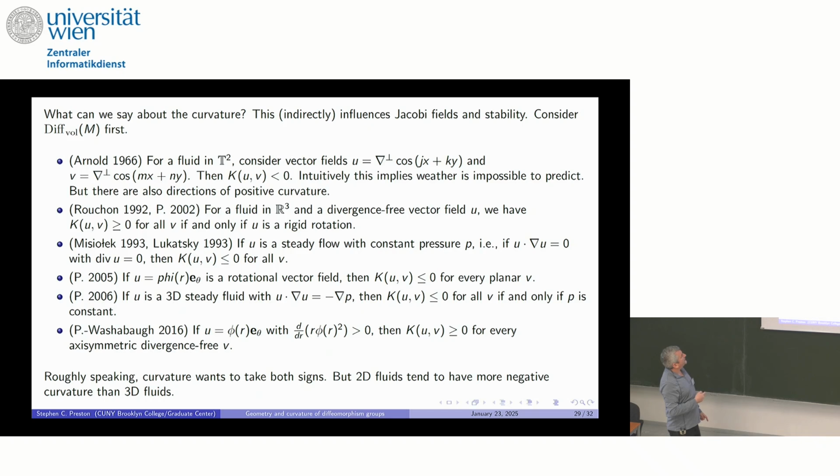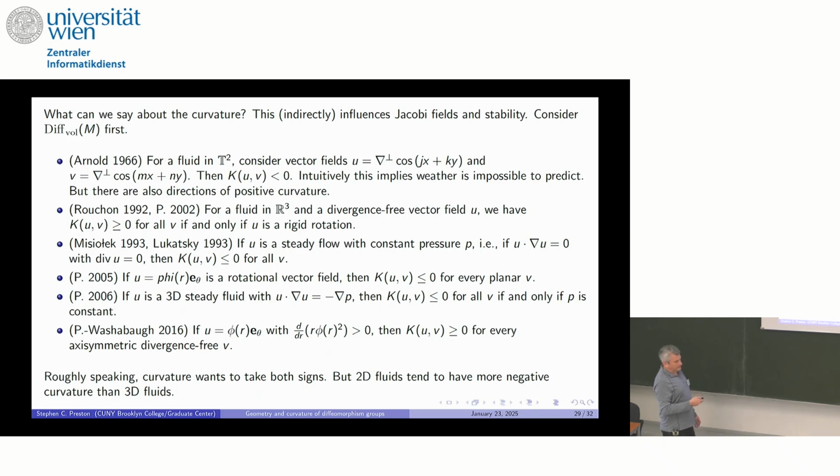If I want curvature to be positive for all V fixing a U, or even non-negative, the only way I can do it is with a Killing field, so a rigid rotation, that was originally shown. If you have a constant pressure, so if your fluid trajectories are all going in straight lines on the plane, maybe at different speeds, but all going in straight lines, then the curvature is less than or equal to 0 for all V. And then there are some other results where you can get a little bit better.